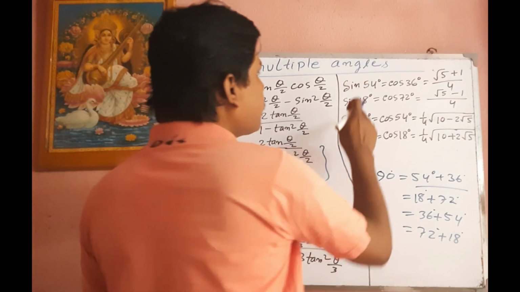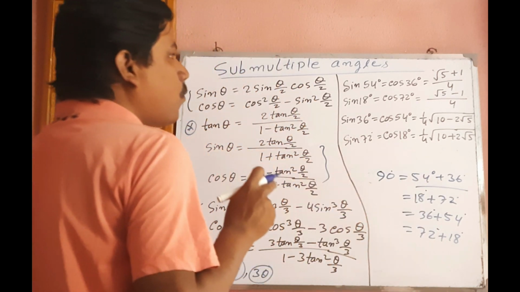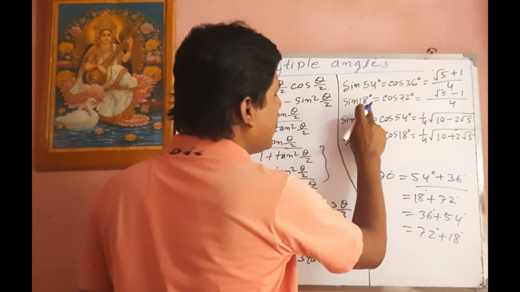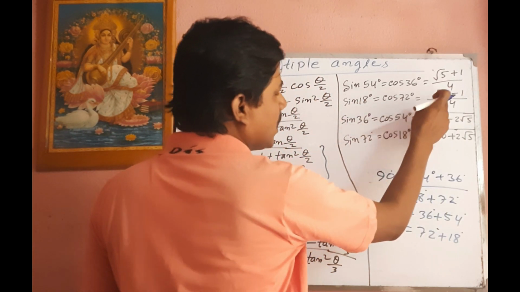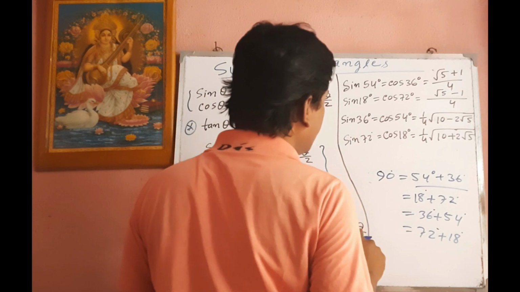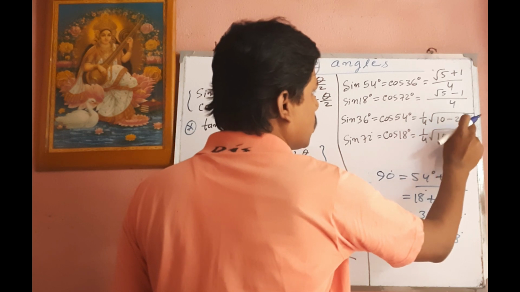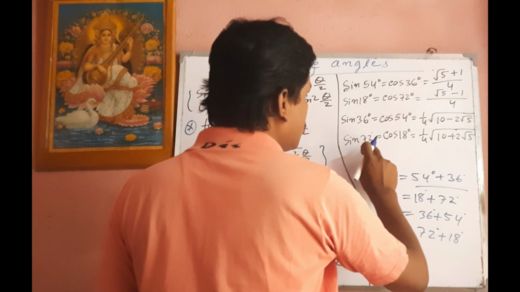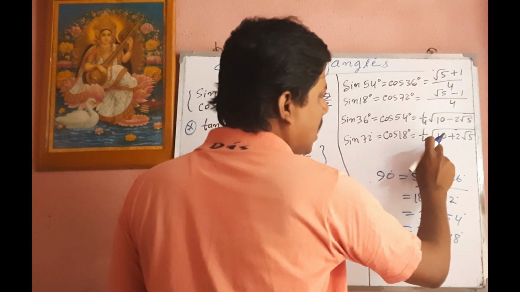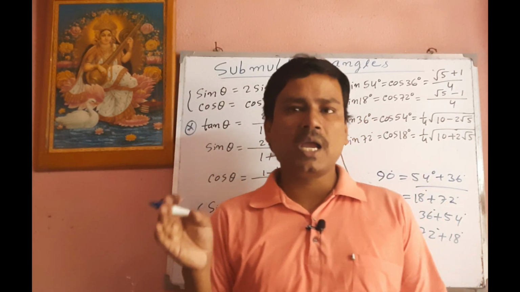So the value of sine 54 is equal to cos of 36, which is equal to root 5 plus 1 divided by 4. Similarly, sine of 18 is equal to cos of 72, which is equal to root 5 minus 1 divided by 4, and sine of 36 is equal to cos of 54, which is equal to 1 by 4 root under 10 minus 2 root 5, and sine of 72 is equal to cos of 18, which is equal to 1 by 4 root under 10 plus 2 root 5. This is the important formula in this chapter.